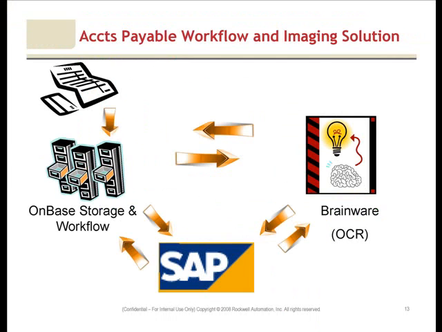The slide that I'd like to present to our users, however, is much more simple. Again, there's three key components: the OnBase storage and workflow capabilities, the Brainware intelligence data extraction, SAP functionality, all three systems working jointly together to process our invoices.